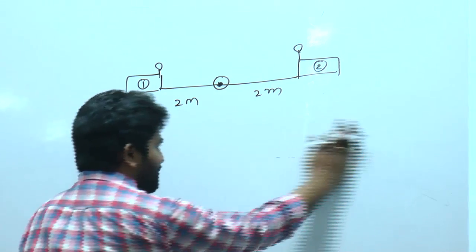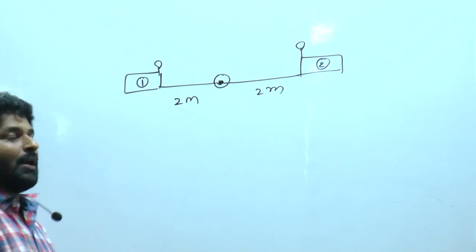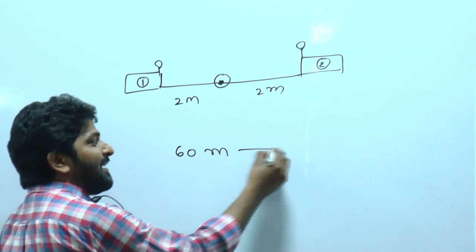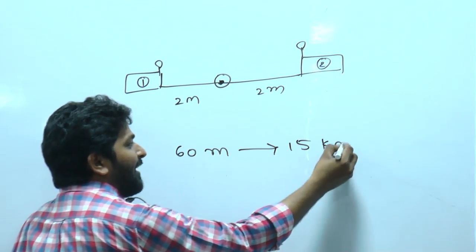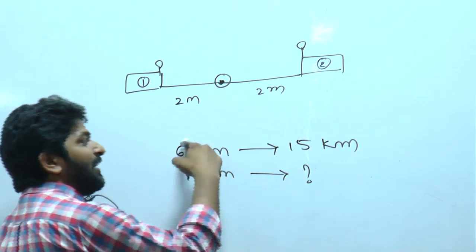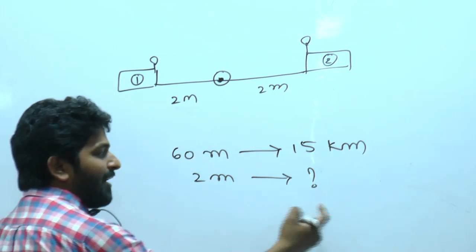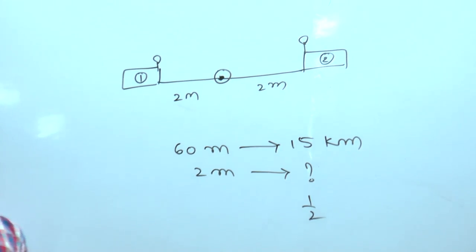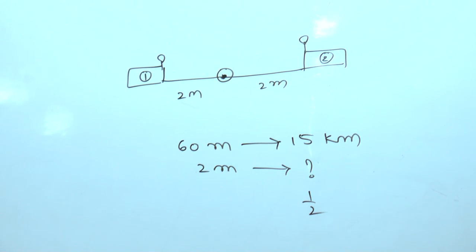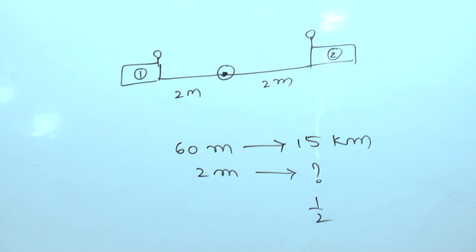You need not even use this also. Relative speed is 15 km per hour. In the sense, in 60 minutes, it can cover 15 kilometers. In 2 minutes, it covers how much? 15 divided by 60 times 2, that is 1 by 2. That's it. Complete logical question. Next.